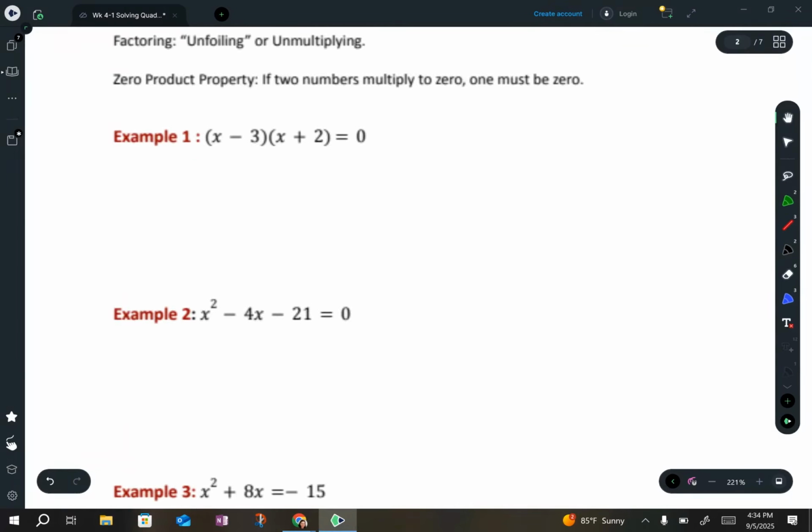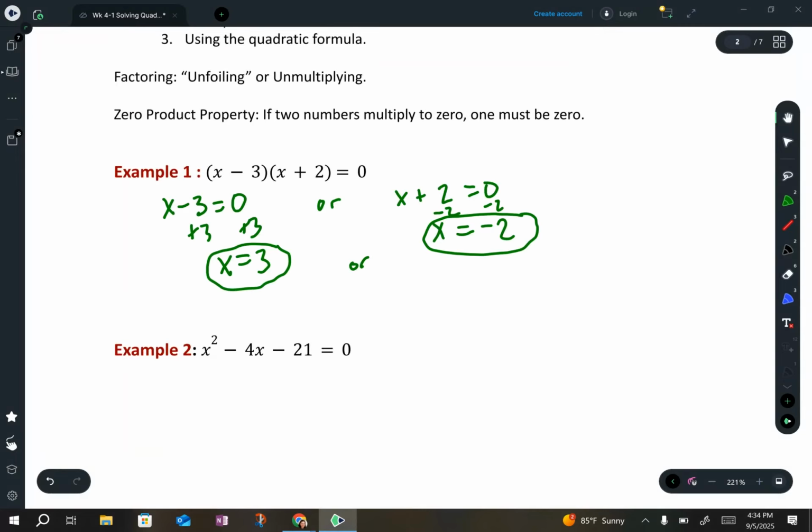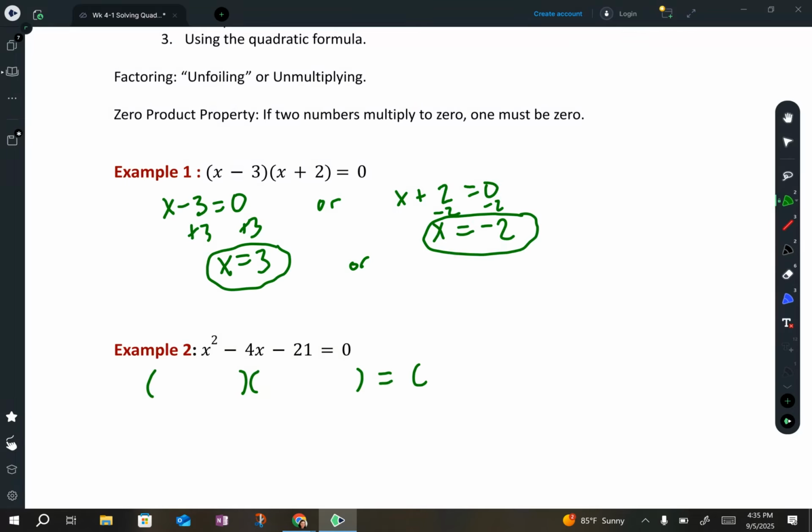Now let's make this just a little bit harder and start with a quadratic equation that isn't already factored. Let's look at the second example here. It says x squared minus 4x minus 21 equals 0. The goal here is to write this as the product of two quantities, and then we'll use the zero product property. Let's think about what these two quantities are.